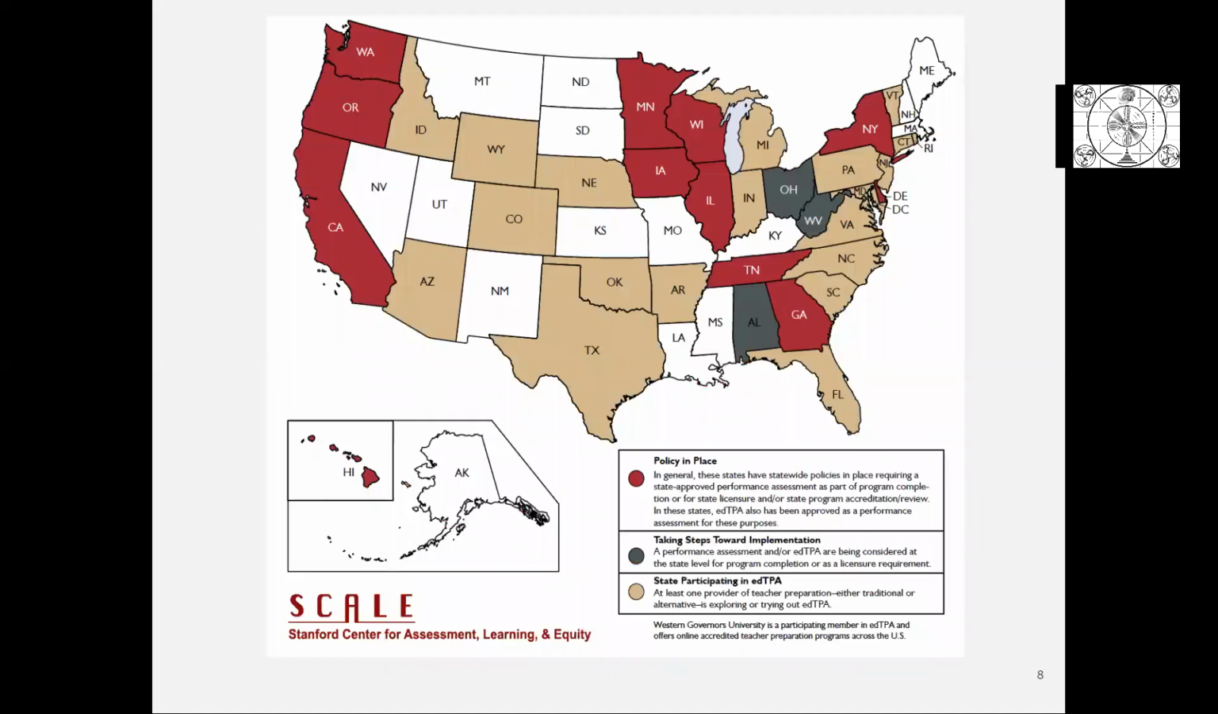Currently, there are more than 600 teacher preparation programs in about 40 states and the District of Columbia using edTPA at different levels. The map is broken into 3 different colors. You'll see red, which is full implementation of the program. You'll see green, which are states taking steps toward implementation, and beige, which are the states in which at least one provider is testing out the program edTPA.